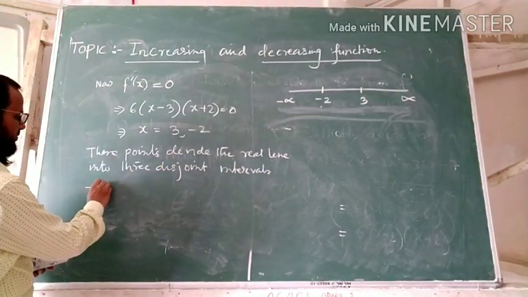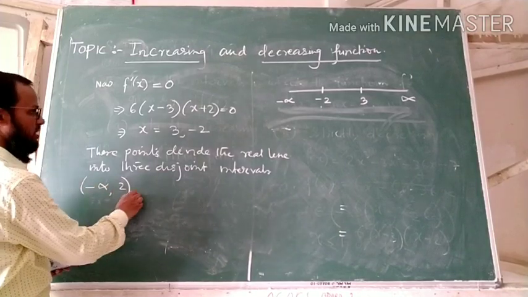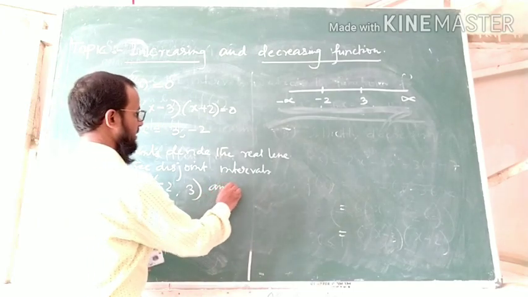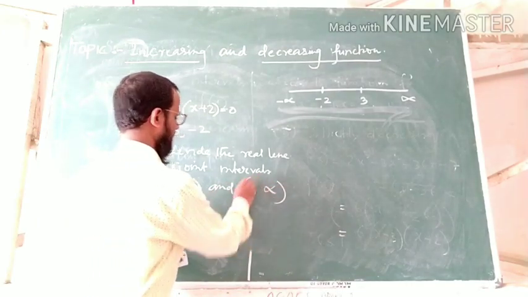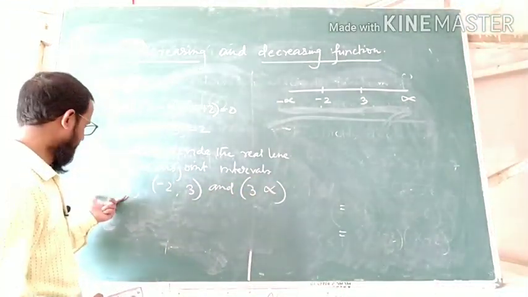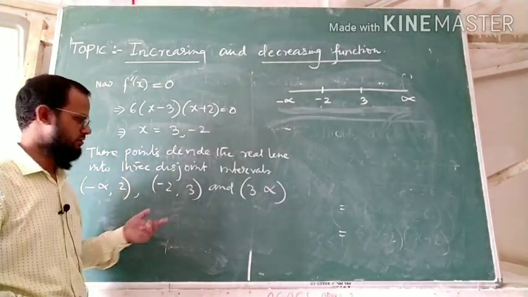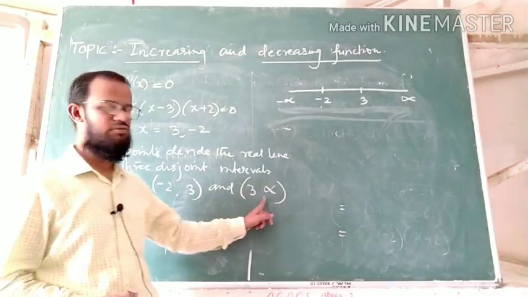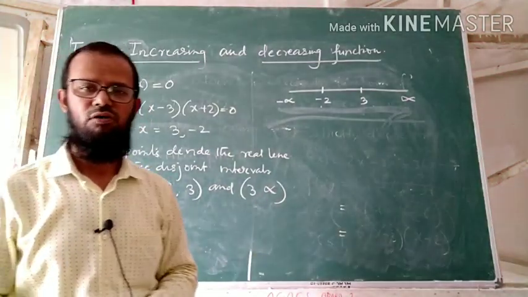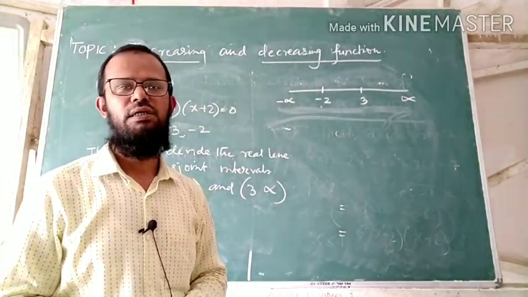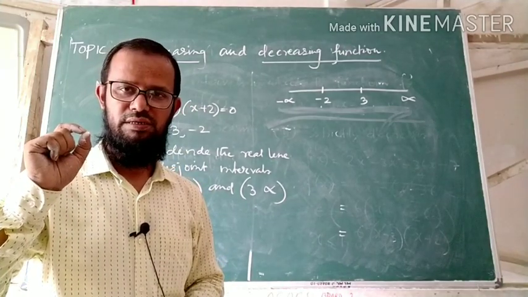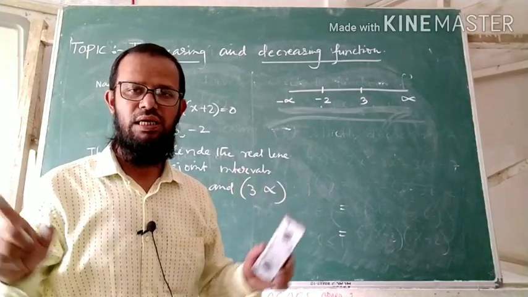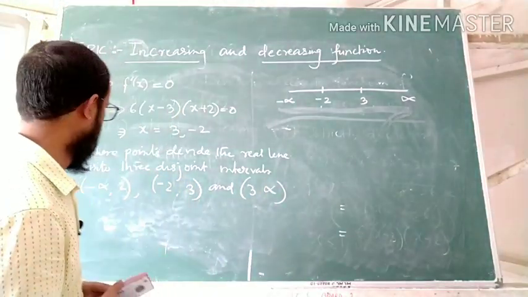First interval is minus infinity to 2 and minus 2 to 3 and 3 to infinity. All are disjoint. You see, you take this intersection, there is no common point. You take this intersection between them, there is no common point. Or you take the intersection between this and this, you will get what? No common point. Therefore this is called what? These 3 intervals are called disjoint intervals. These 3 disjoint intervals divide the whole real line into 3 parts. Okay.